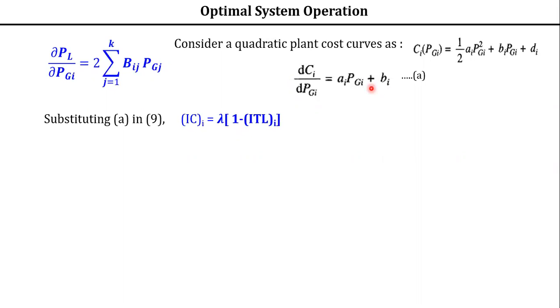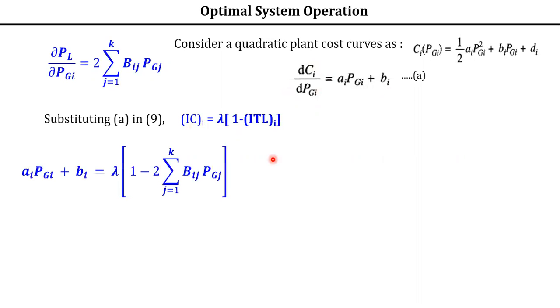What is this dCi by dPGi? It is nothing but the incremental fuel cost. The incremental fuel cost is represented by IC, isn't it? This IC is nothing but dCi by dPGi. So substitute this one here.